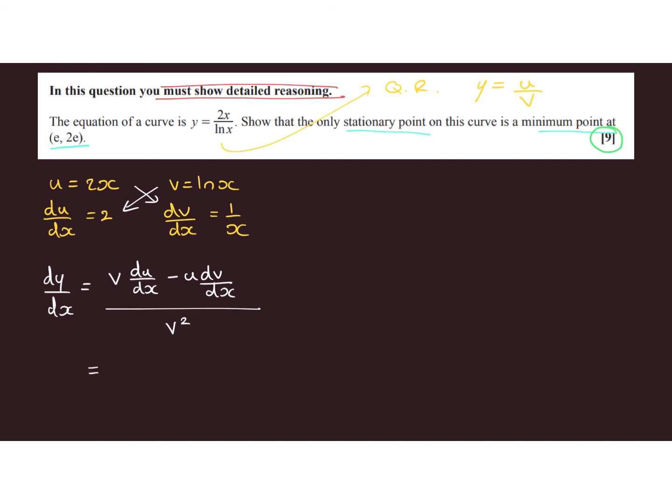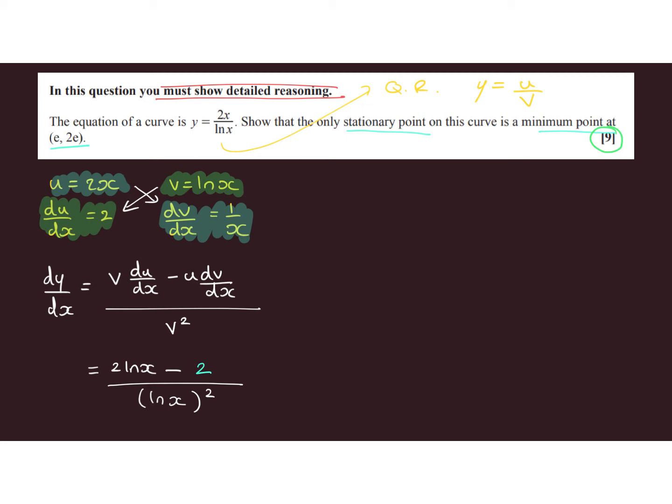So starting off with v times du by dx, that's the product of these two, and that will give me 2 ln x. I want to subtract from that u times dv by dx, so that's the product of these two. And of course 2x multiplied by 1 over x will simply just give me an answer of 2. All of this is over v squared, and for clarity I will write that as ln of x all squared.